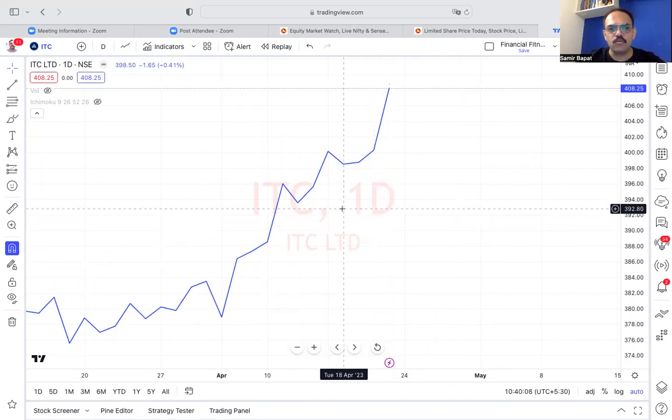Now my mouse, I have kept. So what is the date you are seeing? You can unmute and answer. What is the date where my mouse is kept? 18th April. 18th April. Now what was the close price, if I ask? You have to look here where the mouse is. Here it is written ITC Limited 1D NSE and 408.25 value.